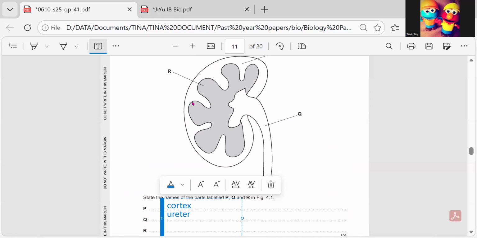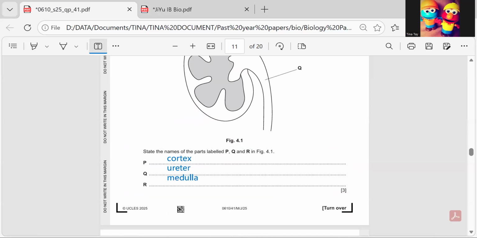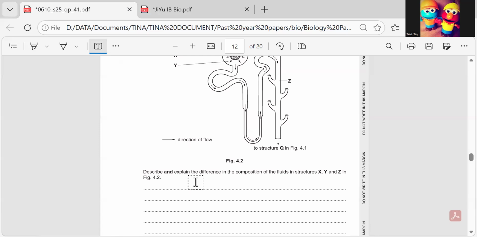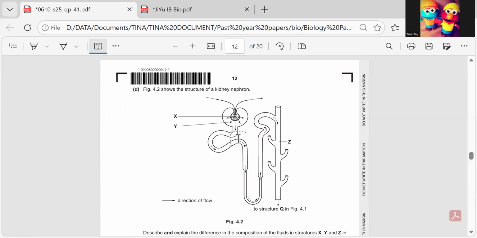Sorry, I wasn't looking at the diagram. I thought it was going from up to down. Oh wait, I did it wrong. No, they're not asking you that. They said describe and explain the difference in composition of the fluids in structures X, Y, and Z. X is blood. Y is after filtration, so it only has small molecules. Z is after reabsorption, so it will have no glucose.